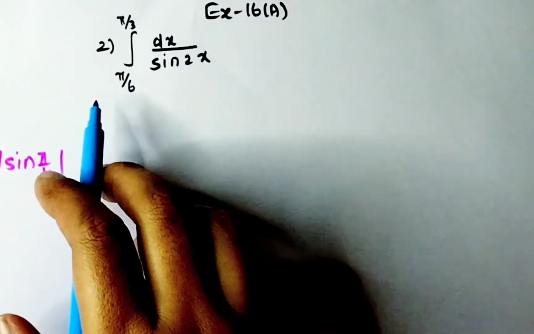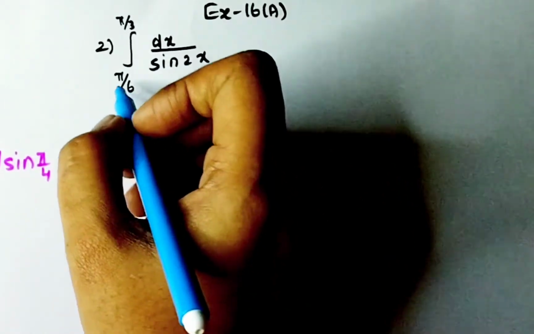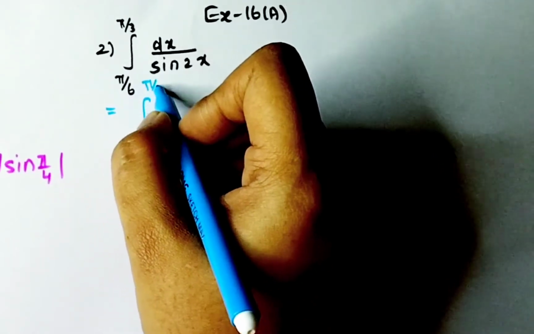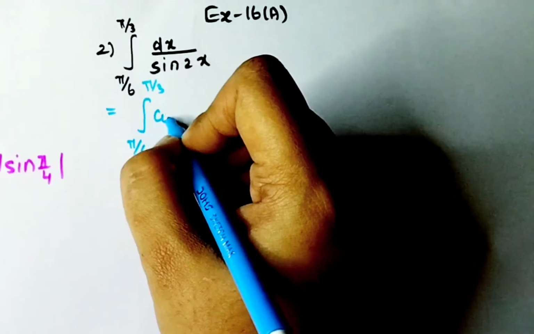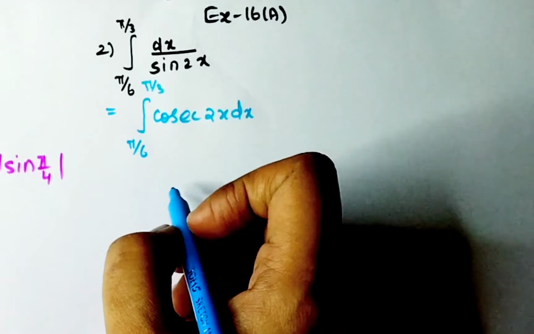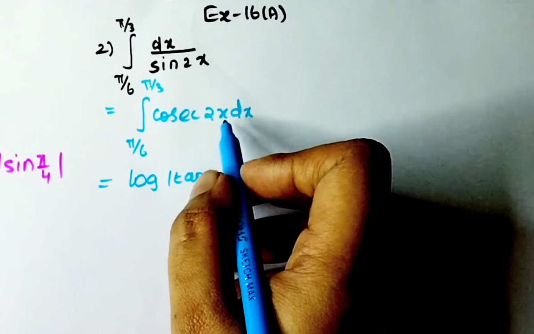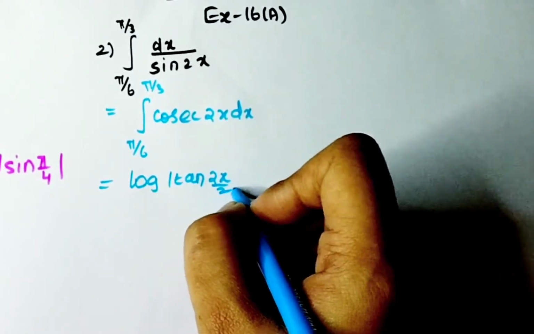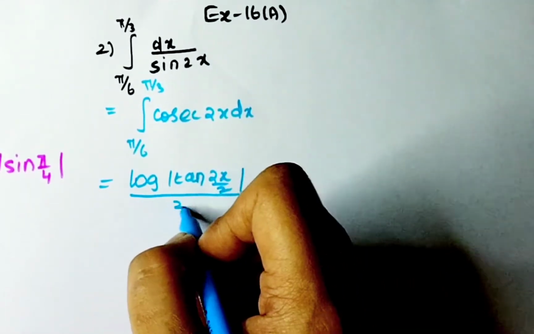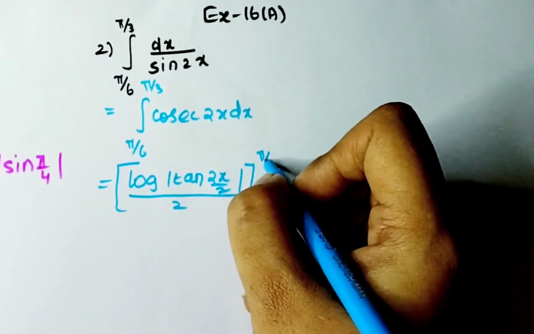Question number 2. Integral pi by 6 to pi by 3 dx by sine 2x. We try to take the sine 2x to the numerator using the trigonometric property. So integral pi by 6 to pi by 3, this 1 by sine is cosecant and the argument we have 2x. And we know the integration of cosecant x is log tan x by 2. But in place of x we have 2x, so 2x by 2. The whole by the coefficient of x, which is 2, we write it as 2. And instead of plus c, we write pi by 6 and pi by 3.